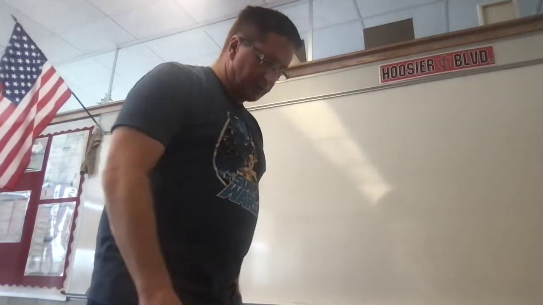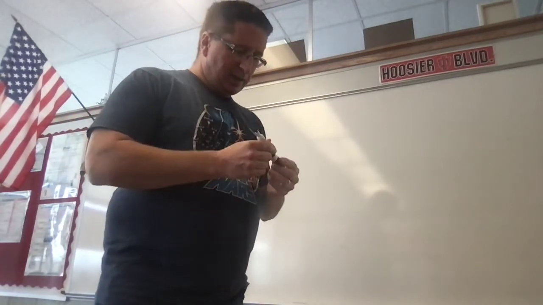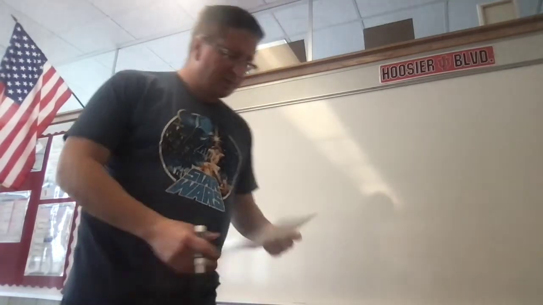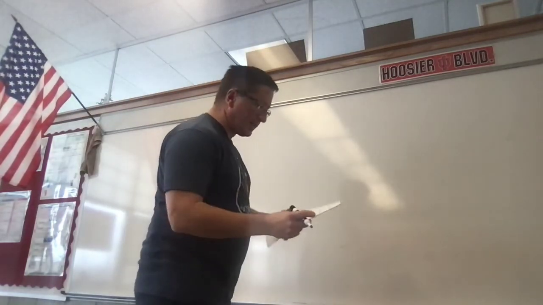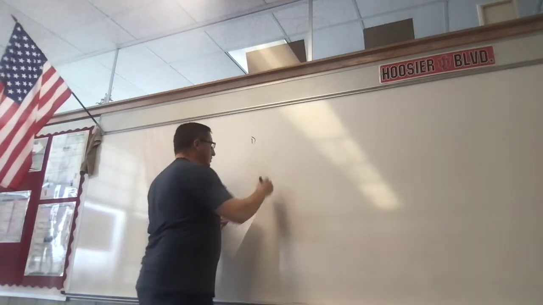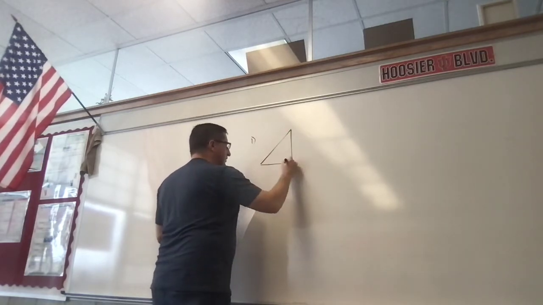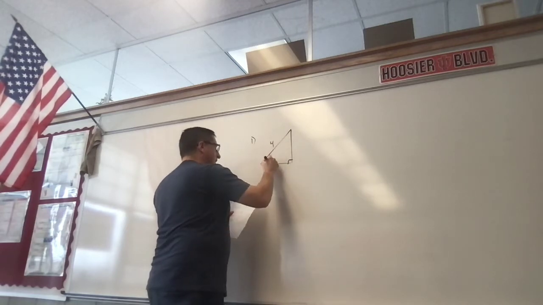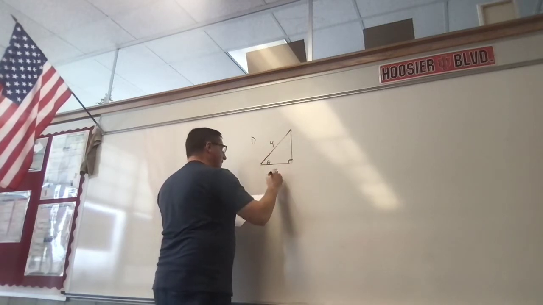Okay, here we go, getting ready to start the semester one exam review. So we have our review sheet, 10 questions on it. First question, they give us a right triangle, and we want all four trig functions. Okay, so we have 4, theta, that's a right angle, and 3.